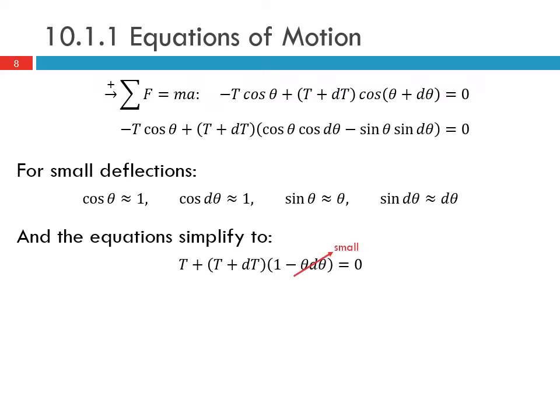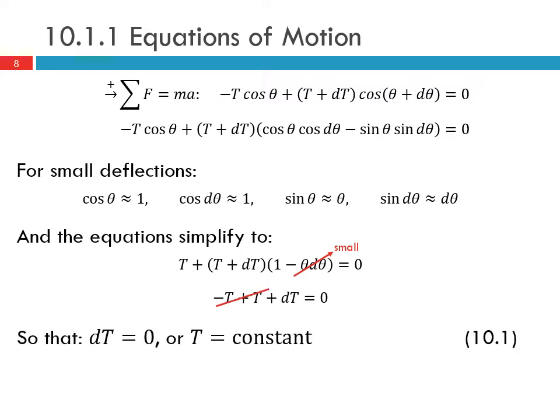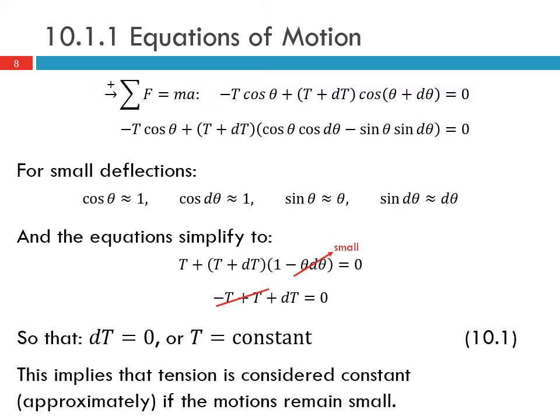And now we assume that this theta d theta is small because both theta and d theta are small, so multiplying them together is very small. Our expression simplifies to minus T plus dT equals 0. Cancel out the T's, and we see that dT is equal to 0, which means that T, or the tension in the cable, is a constant. So this, again, implies that the tension is considered constant if the motions remain small.